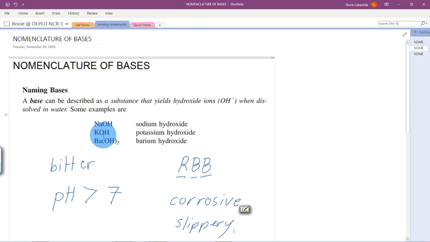How about KOH? What is the name of the metal K? That is potassium. And then add the word hydroxide. So that is potassium hydroxide. How about this one? We have Ba(OH)2. So what is the name of the metal Ba? Barium. And add the word hydroxide. There you go, as easy as that.